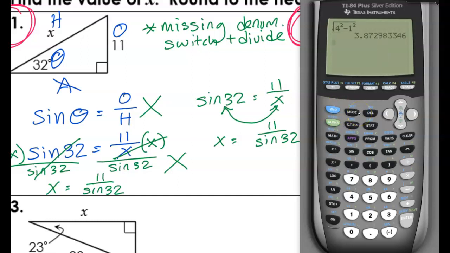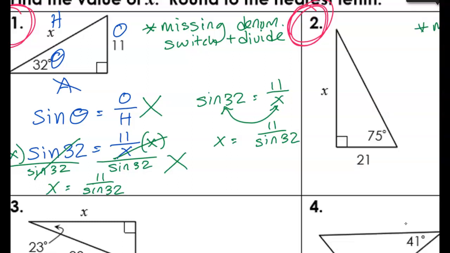So now it's just easy. 11 divided by sine 32. And you get 20.76. Because this is the end answer and I've input sine, this is when you can have a decimal. So 20.76. And I'm done.